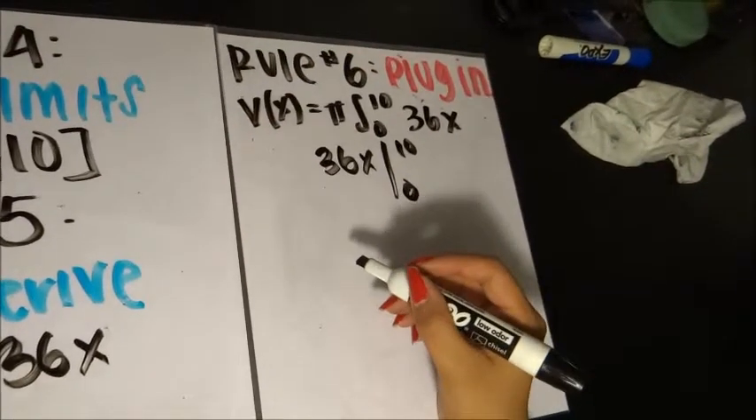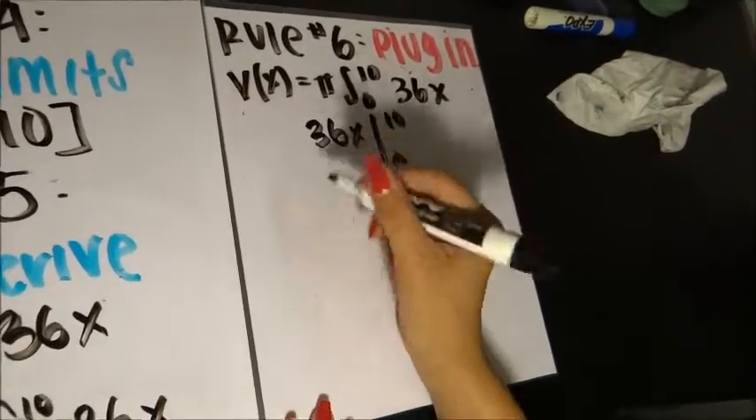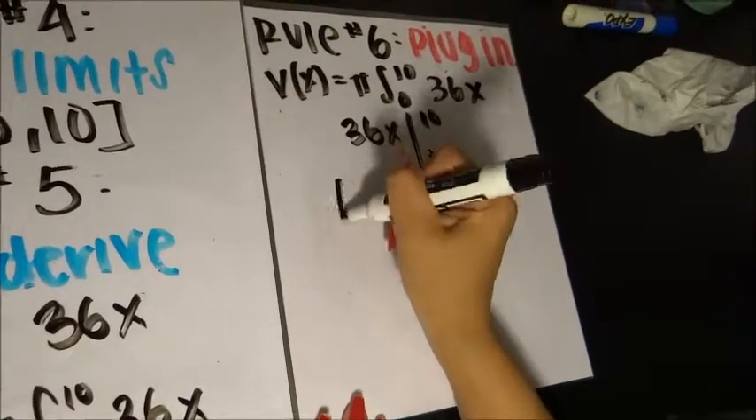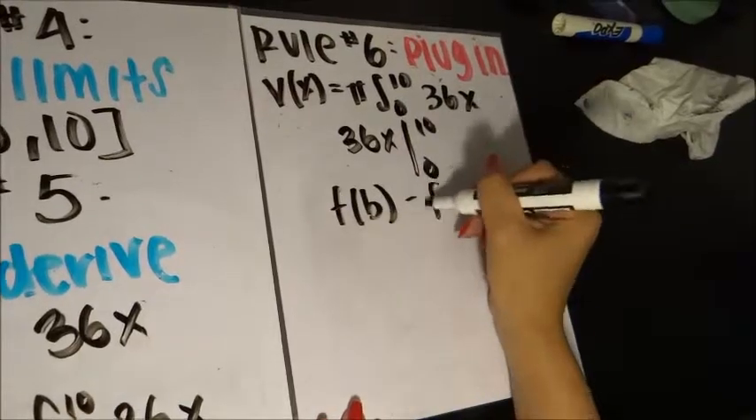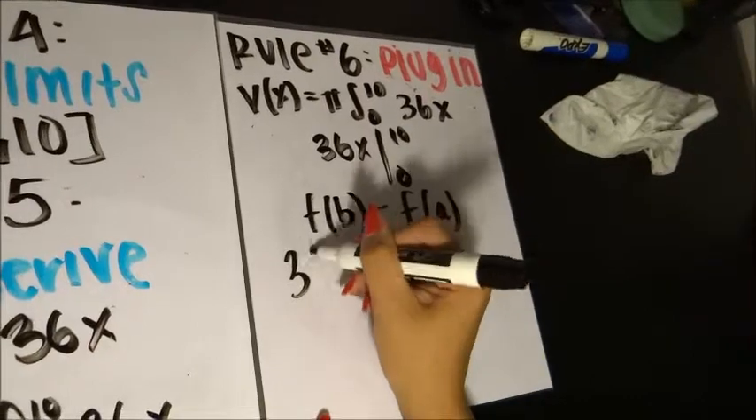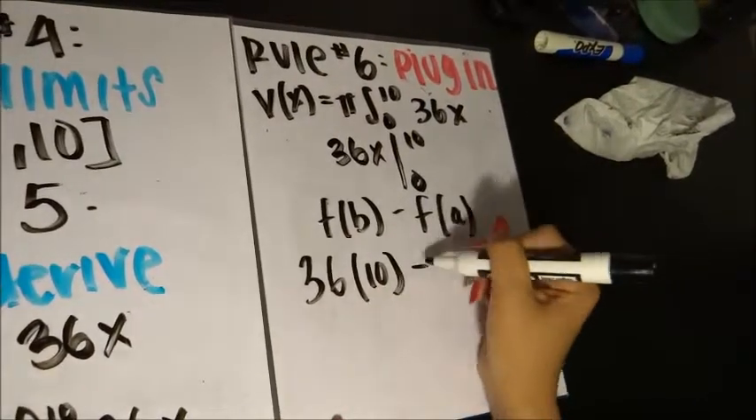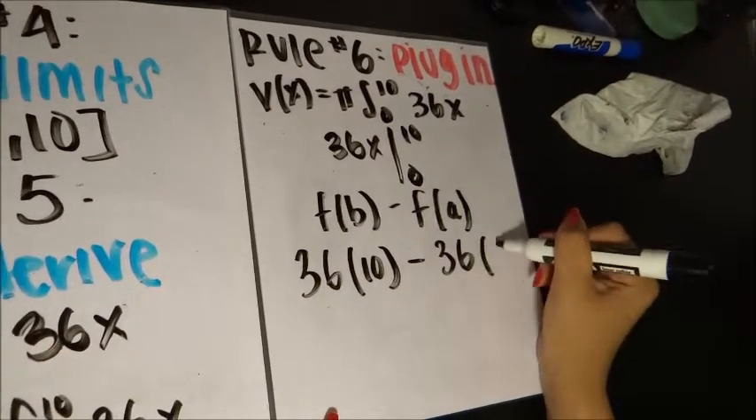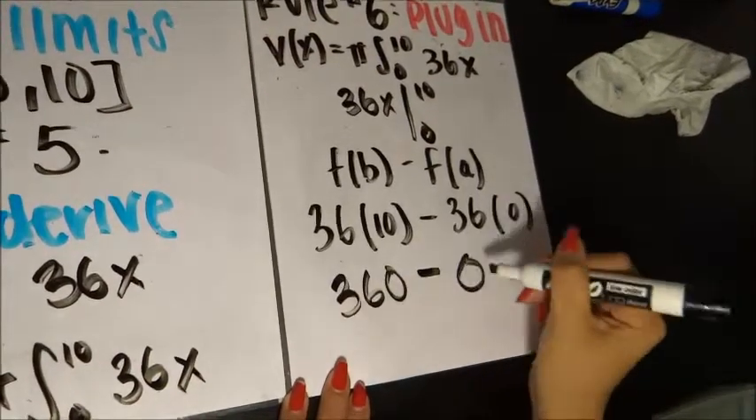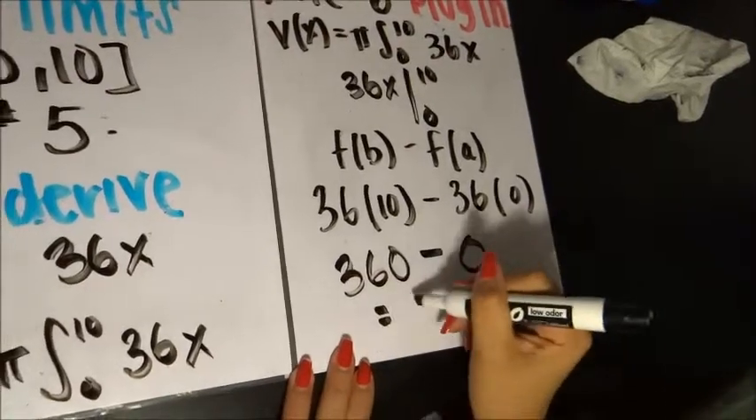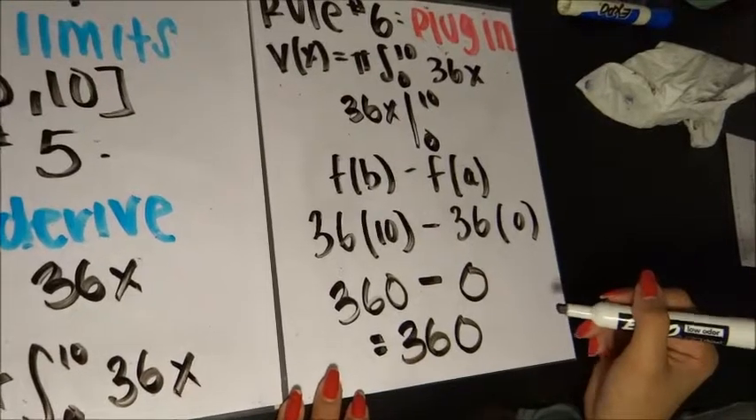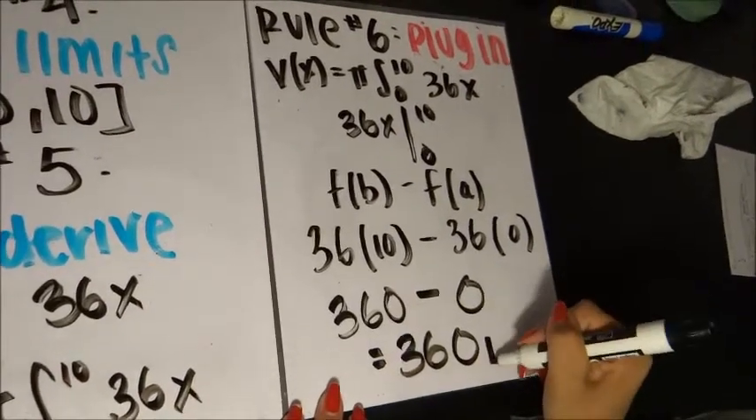Moving on to the sixth rule, we're going to plug in the limits and solve for the whole equation. So in this procedure, we're going to do f of b minus f of a, which is going to give us our results. And so we're going to take 36 and plug in 10 instead of the x, and minus 36 times the 0, which is going to give us 360 minus 0, and our total would be 360 units. Not forgetting the pi, our volume of the entire solid would be 360 pi.